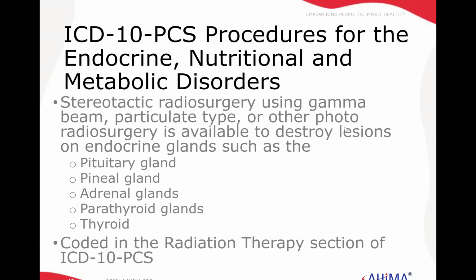Stereotactic radiosurgery is using gamma beams, particular types, or some sort of other photoradiosurgery to destroy these lesions that sometimes can grow on the endocrine glands. These are coded in the radiation therapy section of the ICD-10 PCS book, and you can find that by looking for these STSs in the ICD-10 PCS section of the book.